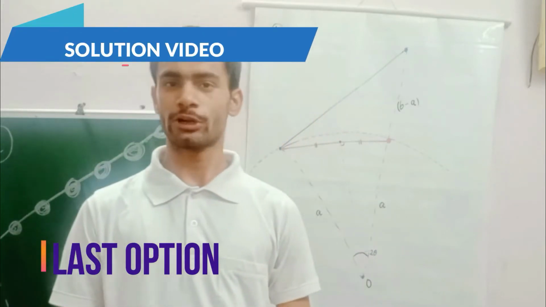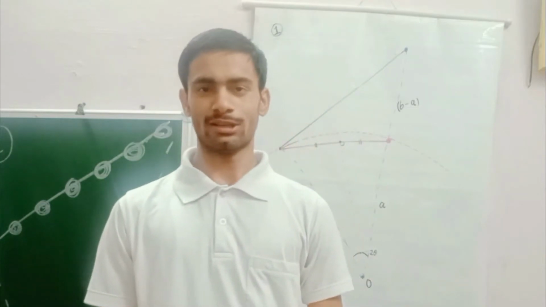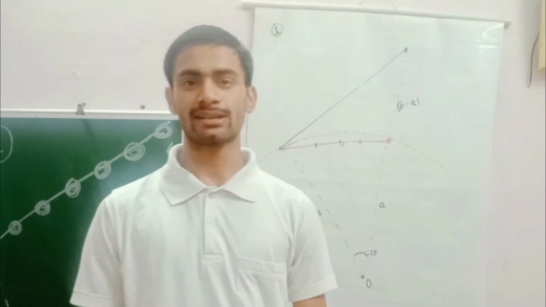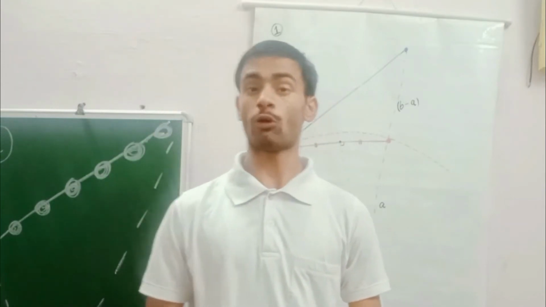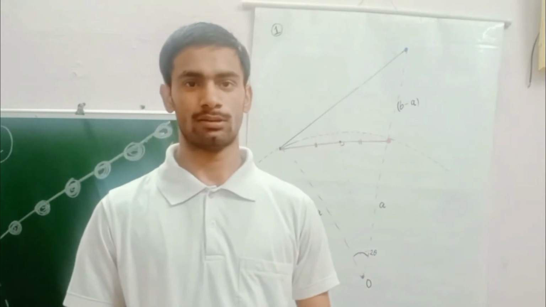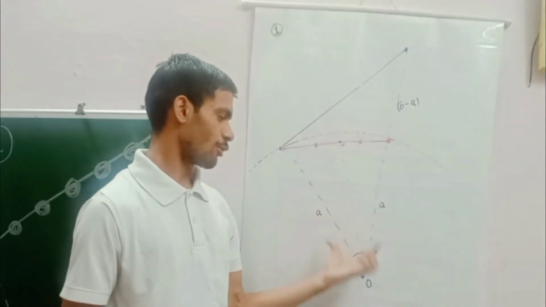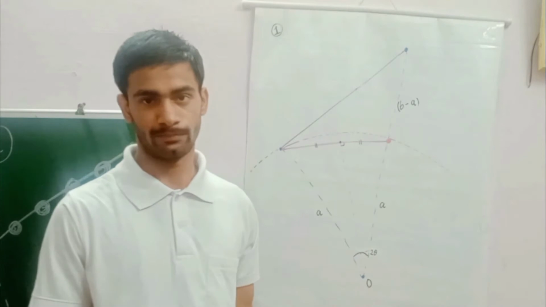This is the solution video of the next 5 questions. In the first question, which we can call the concept of distance appearancy, distance is not what it actually is. It depends on the observer's position.